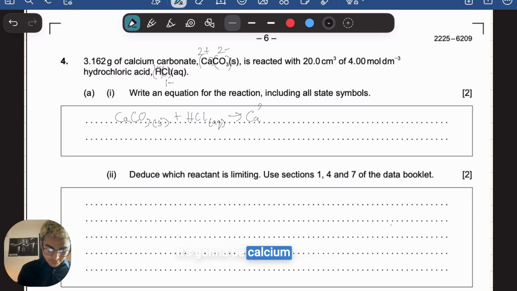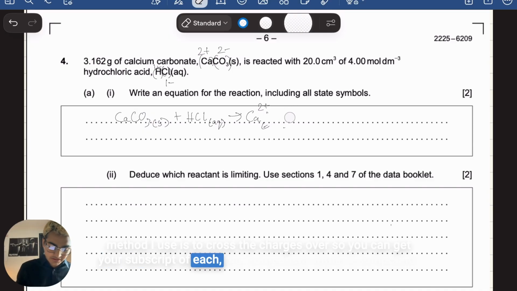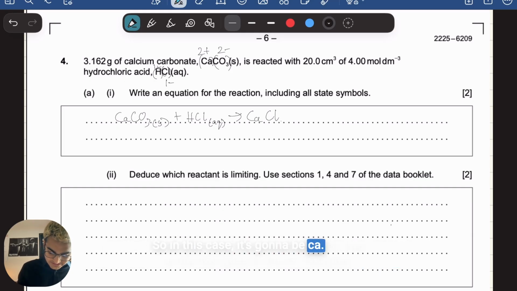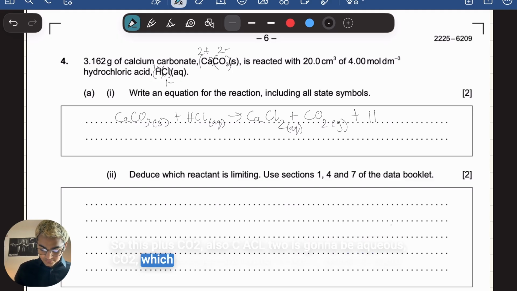It's going to be calcium chloride, so Ca, which has a charge of 2+, chloride, which has a charge of 1-. The method I use is to cross the charges over so you can get your subscript of each component within a compound. So in this case, it's going to be CaCl2, as the 2 goes to the Cl. So this plus CaCl2 is going to be aqueous, CO2, which is a gas, and water, H2O, which is a liquid. All right.